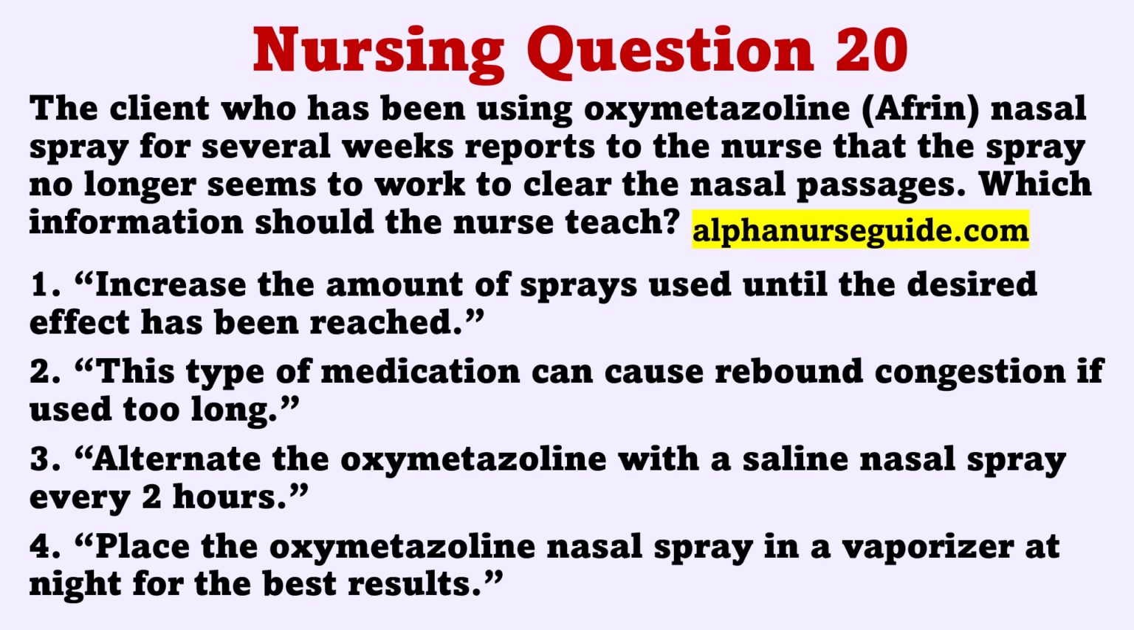The correct answer is 2. This type of medication can cause rebound congestion if used too long. Oxymetazoline is a nasal decongestant. Oxymetazoline is recommended for short-term relief of nasal congestion for clients older than the age of 6. This medication is for short-term use only. Longer use can cause a rebound congestion that can be difficult to resolve.